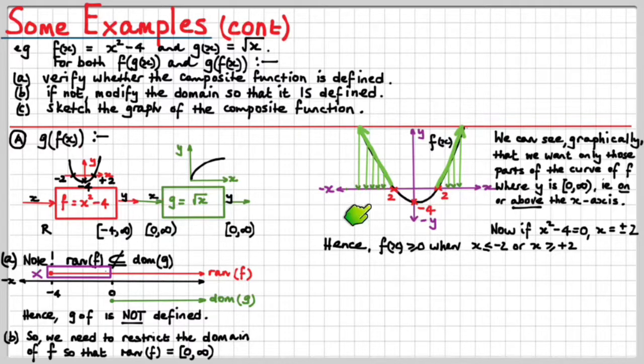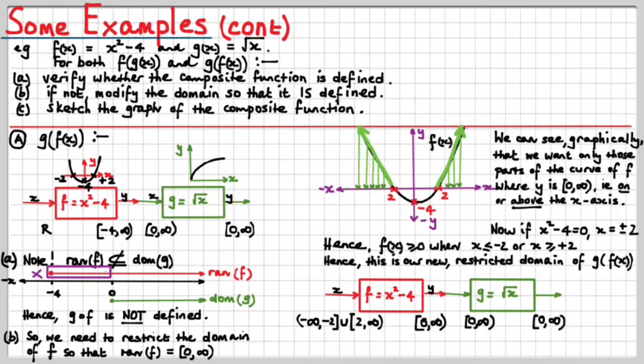Now you can see what x values we want. We want from minus infinity up to and including minus 2, or we could have 2, including the 2, upwards to plus infinity. See? It's just a piece of cake, isn't it? When you draw a diagram, you can understand what to do very easily. So here's our modified and restricted domain version of GOF.